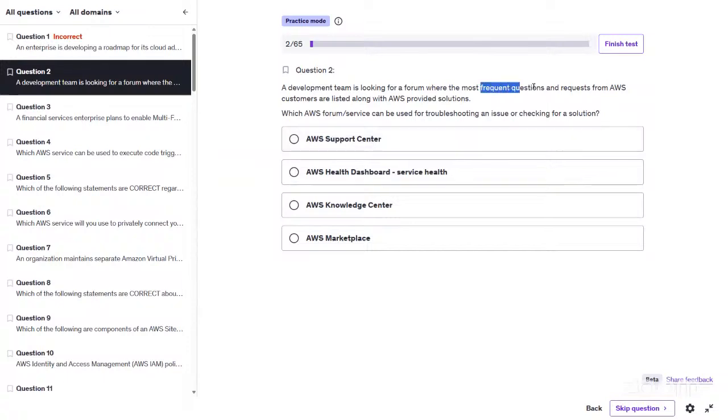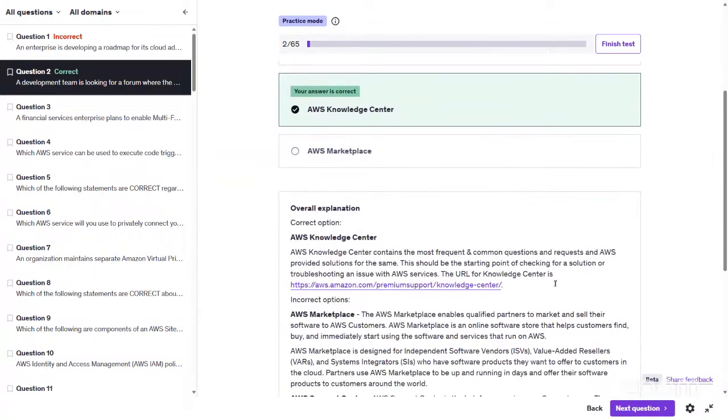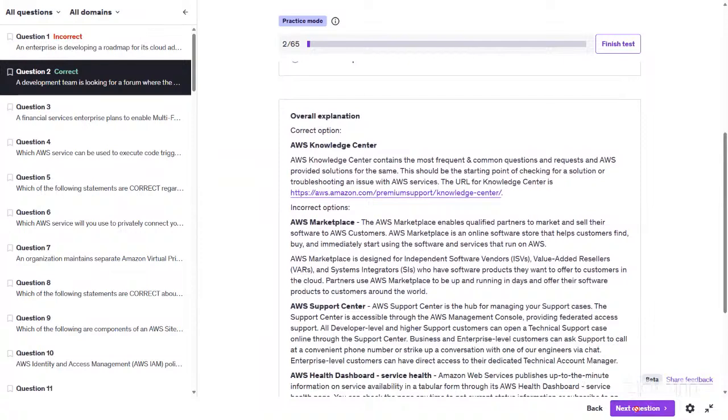But if it's most frequently answered questions, you want to go to the AWS Knowledge Center. All right, AWS Knowledge Center. That's where you get the help you need.